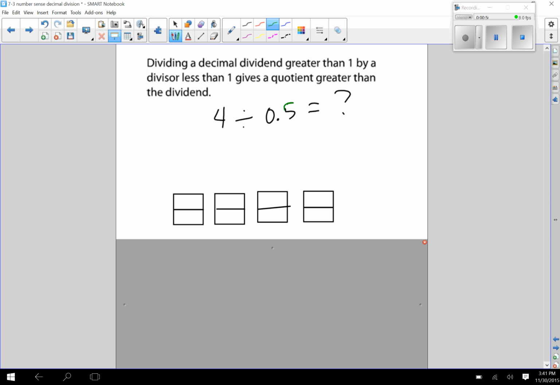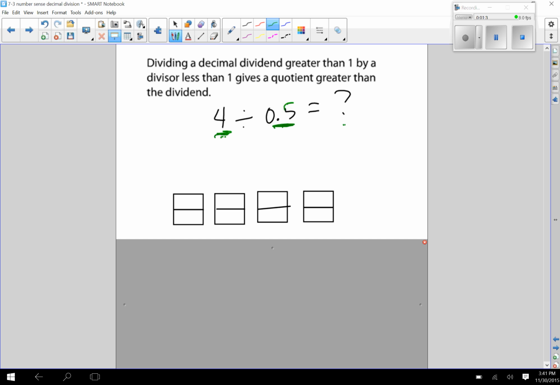This is one of those things that's going to help us a little bit. Some of these problems will deal with this issue and some of them won't. Just to give you one thing that happens: dividing a decimal dividend greater than 1 by a divisor less than 1 gives a quotient greater than the dividend. Let's pull that apart. There's my dividend that's greater than 1, there's my divisor less than 1, and the quotient is greater than the dividend. So my answer, my quotient, is going to be larger than 4.